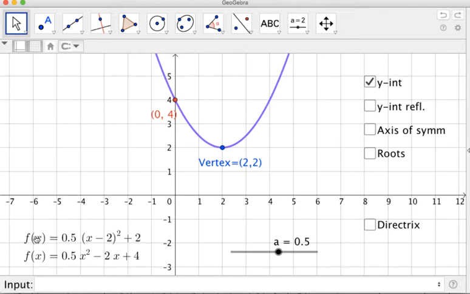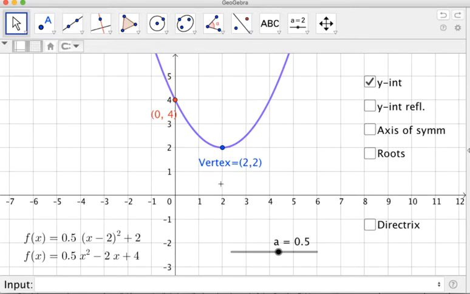To figure out the y-intercept from the vertex form, we would need to do the following. We would replace x with 0. That would give us 0 minus 2 squared, which would be 4, multiplied by 0.5, which would be 2, and add 2, and that gives us our 0, 4 y-intercept as well.